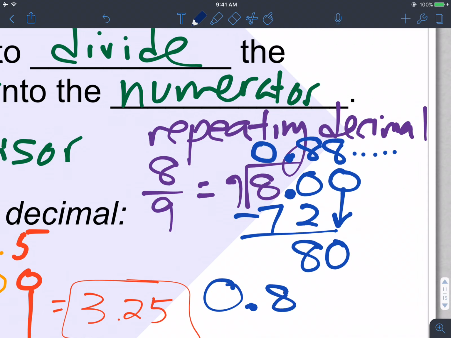You'll just see the bar. And that means repeating. Just a line on top of it? Just a line on top of it, yeah.